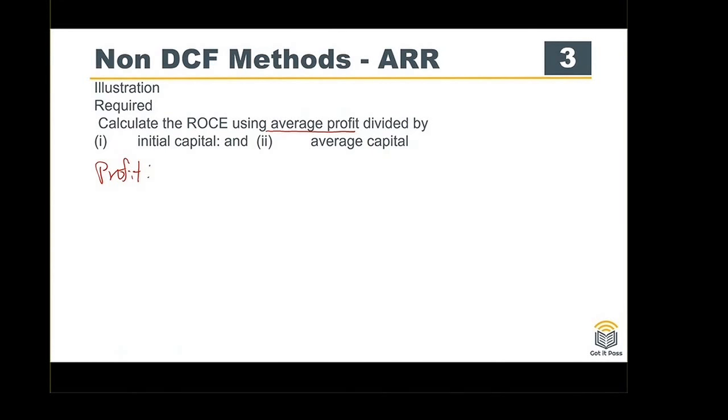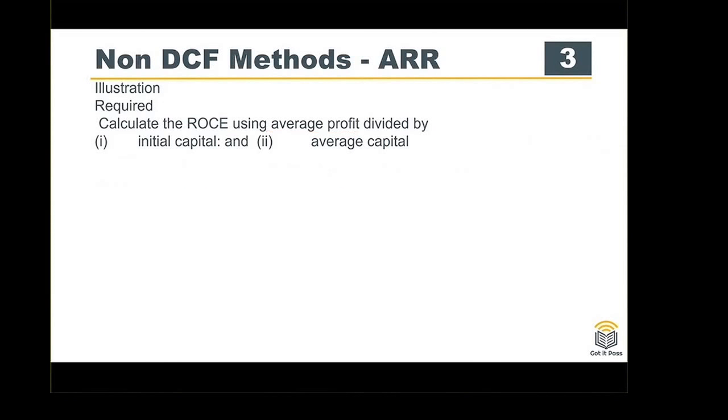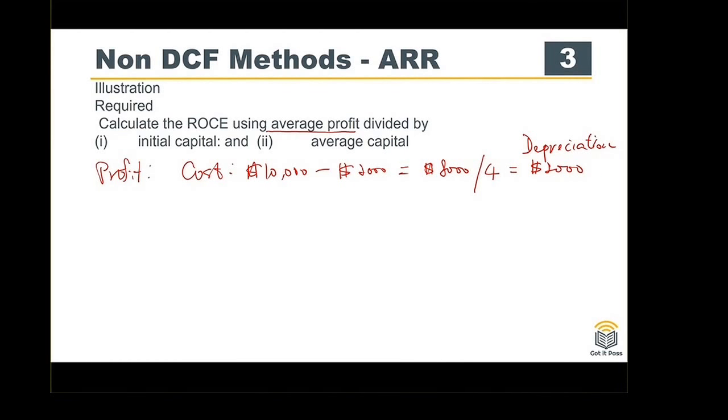Okay, profit. As we said, the profit we have to take out from the net cash flow the depreciation. How to get it? We have the cost, which is 10,000. And we also have scrap value. Scrap value is 2,000. So it means 8,000, and project life is 4 years using the straight line method, divided by 4. So every year we have 2,000 depreciation.